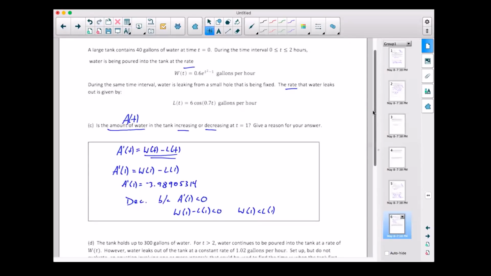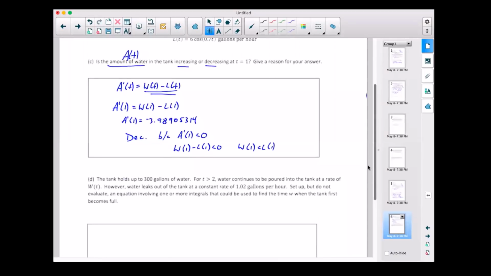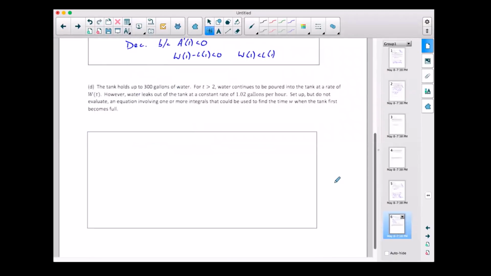And then I want to show you this last part because this kind of goes in line with what Tony is going to talk about tomorrow a little bit. It's kind of those weird oddball part D questions sometimes. And so this says the tank holds up to 300 gallons of water. And it says for time greater than 2, water continues to be poured into the tank at a rate of W of T. So the rate in is not changing. But it says water is leaking out at a constant rate of 1.02. So what has changed is the rate out. So starting at time 2, our rate out is now different.